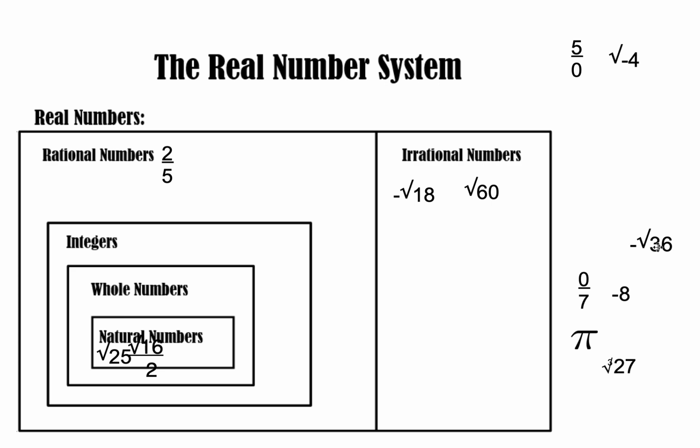Okay, let's see. The negative value of the square root of 36. Well, the square root of 36 is 6 or -6, and they want the negative value, so that would be -6, sorry. So the negative value of the square root of 36 is going to be -6. All right, 0 divided by 7, you can divide 0 by something, and the value is going to be 0, so that's going to be a whole number. -8 is an integer.